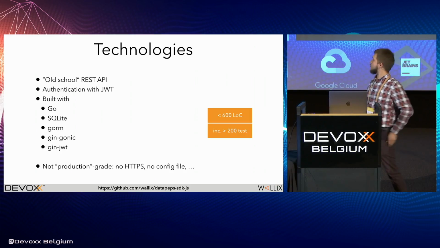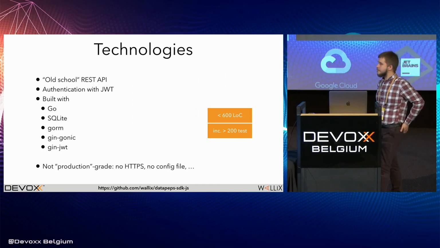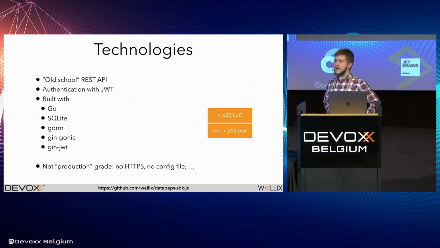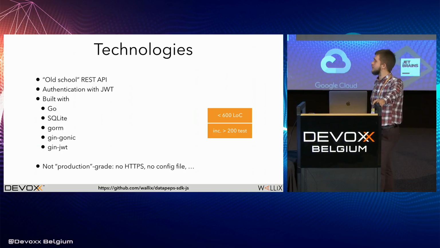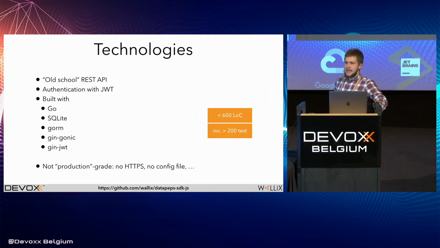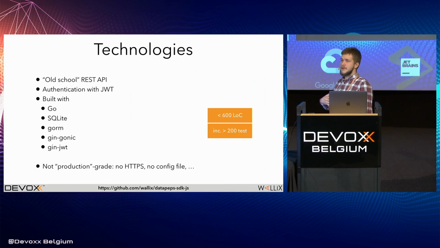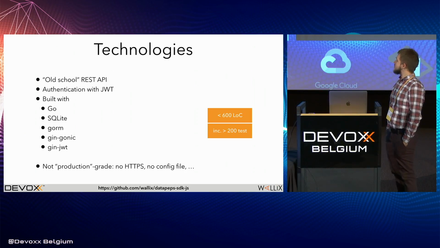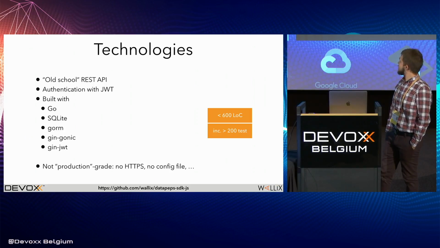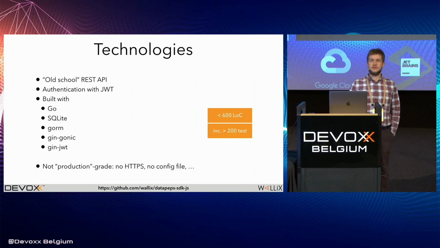As I've told you, there's a stack of technologies we used. We used Golang, SQLite, Gorm as the ORM, Gin-Gonic as the web framework, and Gin-JWT for the authentication purposes. I'd like to underline the fact that our solution is not production grade. There's no HTTPS, no configuration files, nothing at all. It's just a simple solution to show you the problematic. The whole solution took less than 600 lines of code, and 200 lines were dedicated to testing.